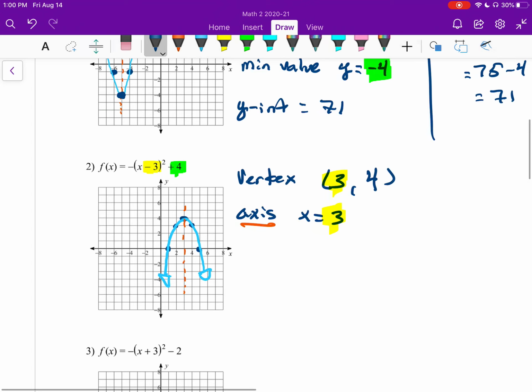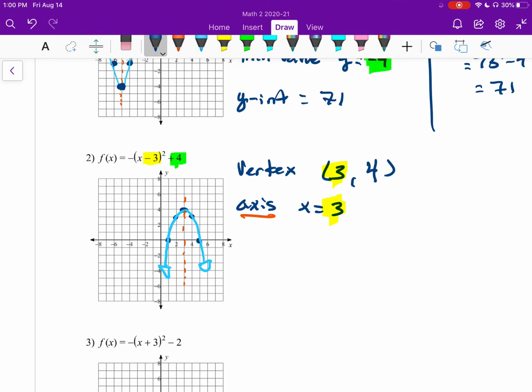Min or max value. This one is going to have a max value because there's a top. It's like a roller coaster. This is the top of the roller coaster. So we've got a max is y equals, what is that, 4.